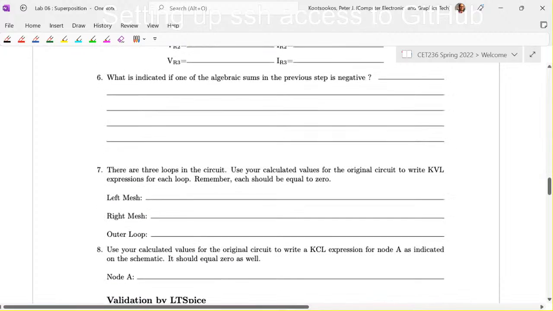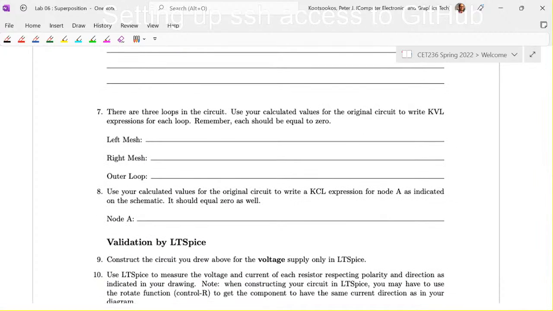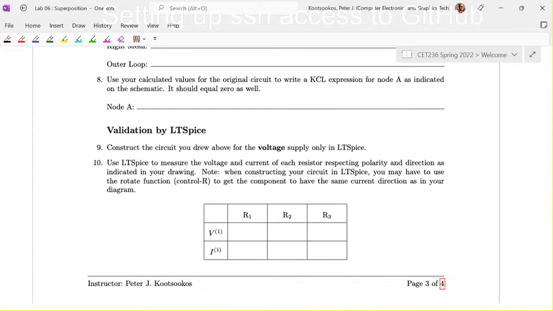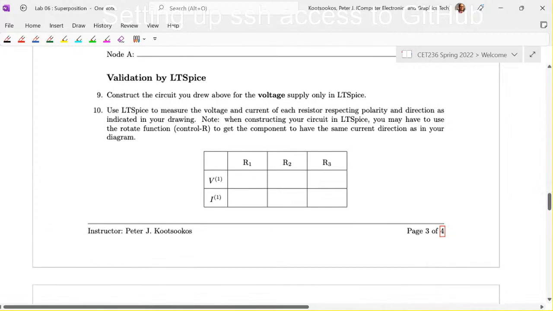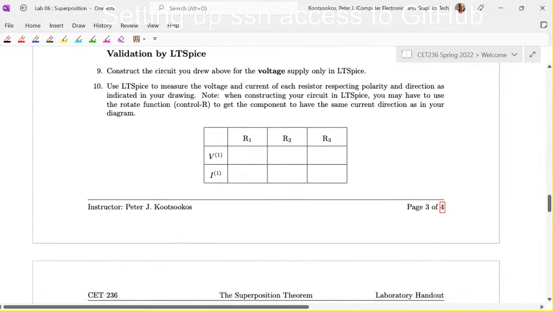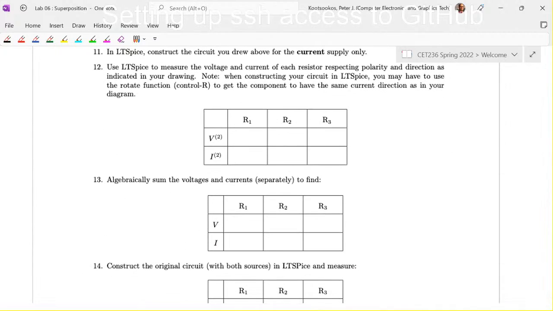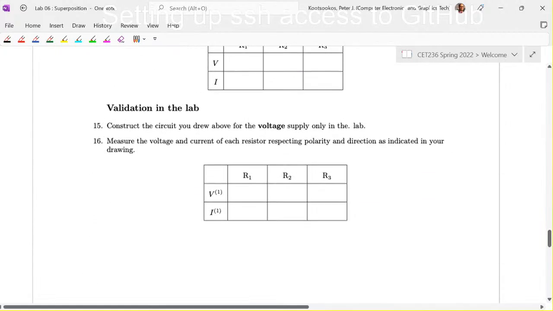And then there's a couple of other questions there. I'm also asking you to go around the different loops. There's the left mesh, the right mesh, and then going around the outside, making sure everything adds up. You don't have to do LTspice today, that can be part of the write-up.